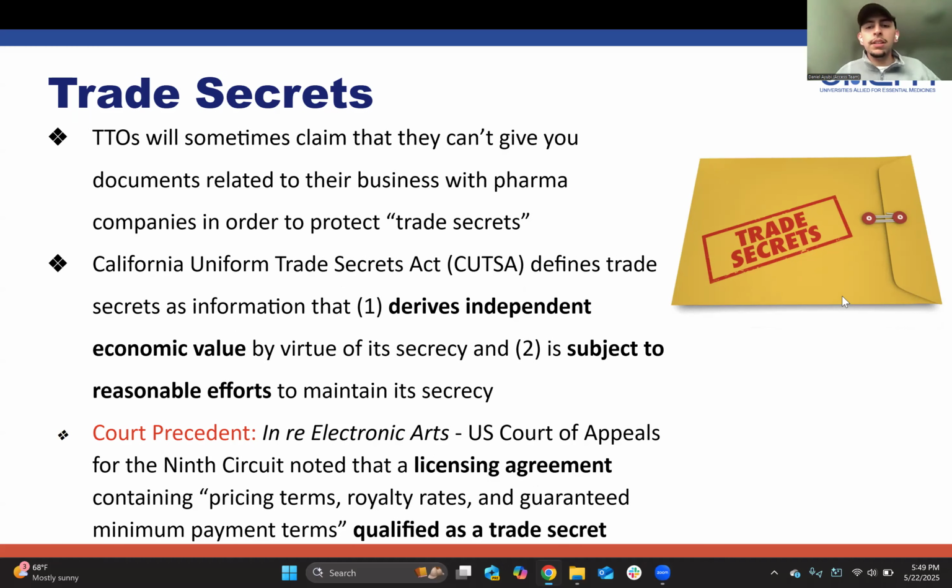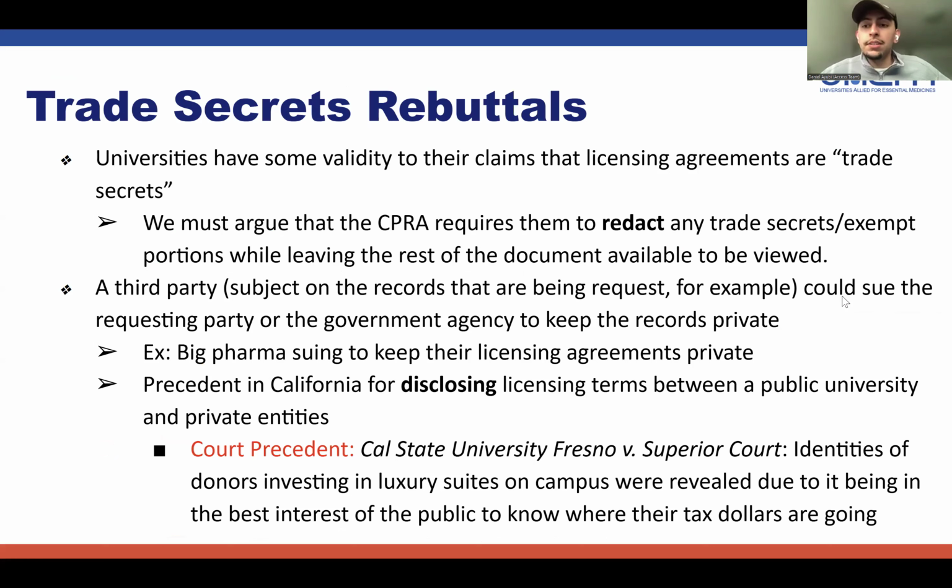Now I'm going to get into some common arguments and rebuttals related to trade secrets. As I just told you with the court case, universities do have some validity to their claims that licensing agreements are or contain trade secrets because, as I said, pricing, royalty, things like that, can be considered trade secrets. However, the argument that we have to make as advocates would be that the CPRA requires you to redact any of those specific trade secrets while still leaving the rest of the document, the rest of the licensing agreement, whatever it is, available to be viewed.